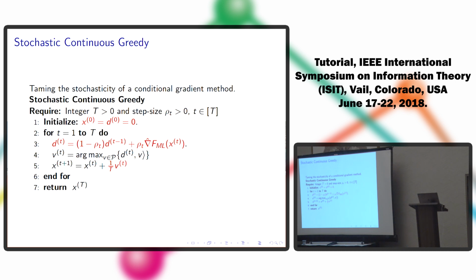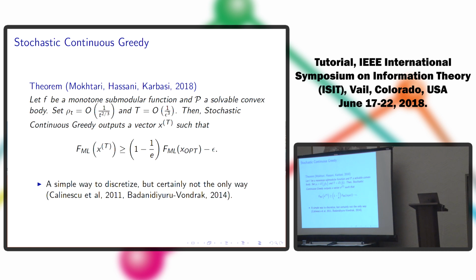So that is a stochastic continuous greedy. And then you can show that if you choose the parameters correctly, then the value that you're going to get at the tth iteration is going to be 1 minus 1 over e times f of the optimal solution. That is one way to do it, but certainly not the only way to do it.